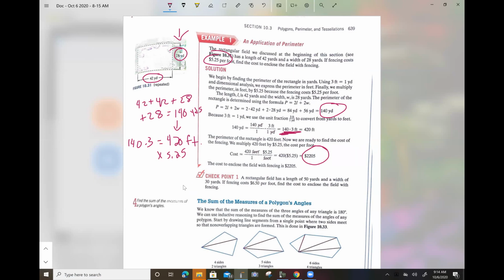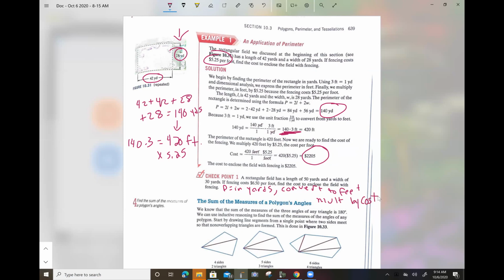All right, your first checkpoint here. A rectangular field has a length of 50 yards and a width of 30 yards. If fencing costs $6.50 per foot, find the cost to enclose the field. So the first thing you're going to need to do is find the perimeter in yards. Convert that to feet. And then multiply by the price, by the cost.